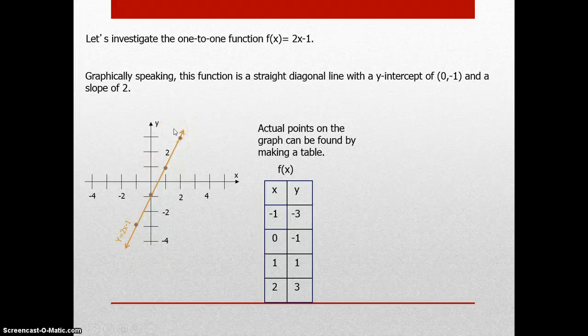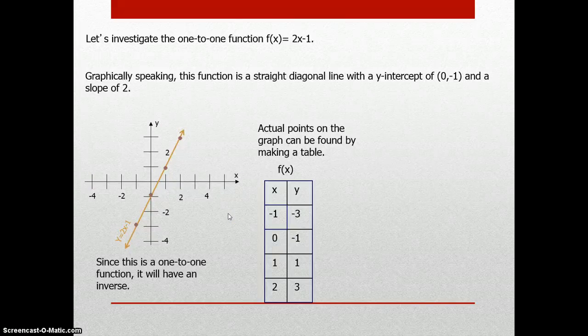I know it's a 1-to-1 because if I do the horizontal line test, it will hit at only 1 point. So since this is a 1-to-1, it will have an inverse. Remember, that's the first thing we need to check. Is it a 1-to-1 function? Yes, that means it'll have an inverse.